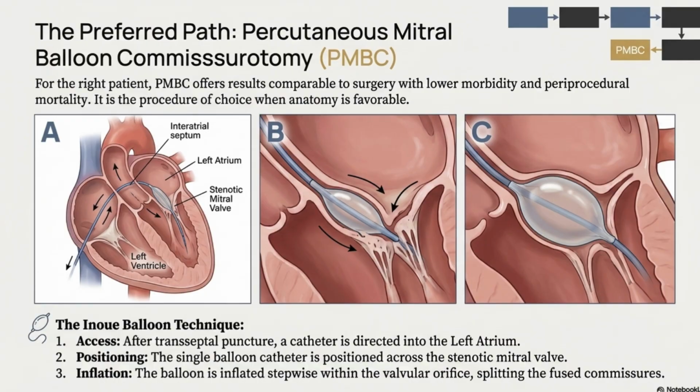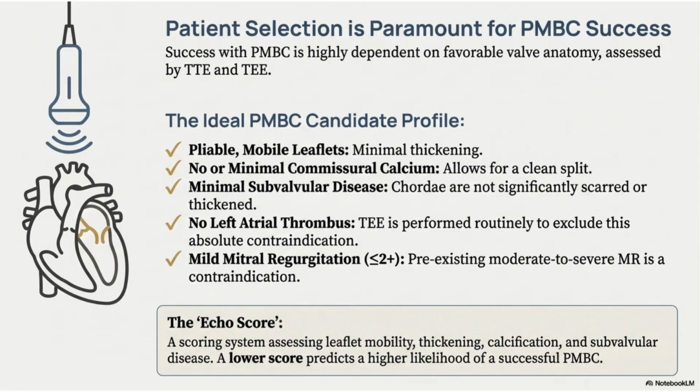This seems like an aha moment for anyone learning this. The ideal candidate is highly specific. We're looking for patients whose main problem is that commissural fusion, but whose leaflets are still relatively pliable, still mobile. They must have little to no calcium on the commissures, and critically, no significant scarring or thickening of the subvalvular structures. And no clot. And absolutely no LA thrombus, hence the TEE, and any associated mitral regurgitation should be mild, say 2 out of 4 or less.